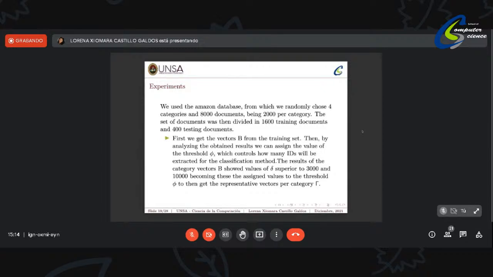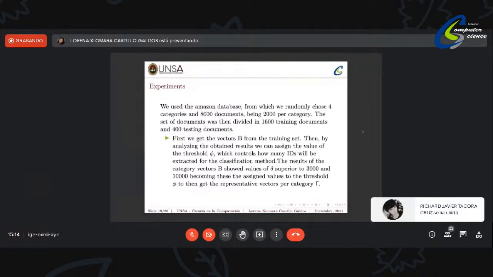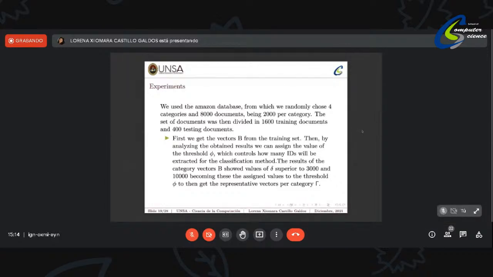Then, by analyzing the obtained results, we can assign the value of the threshold phi, which controls how many IDs will be extracted for the classification method. The results of the category vectors B show values of delta superior to 3,000 and 10,000, and we use this. Well, this will become the assigned values to the threshold phi to get then the representative vectors per category gamma.